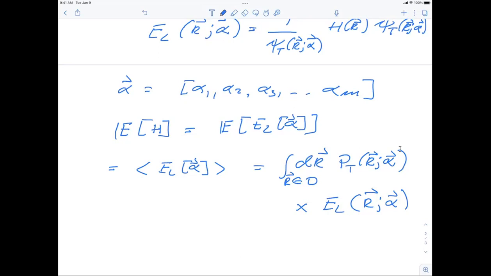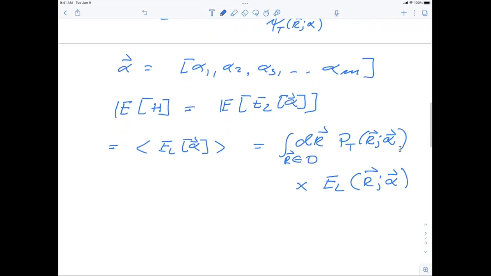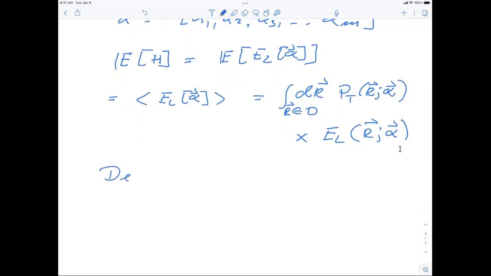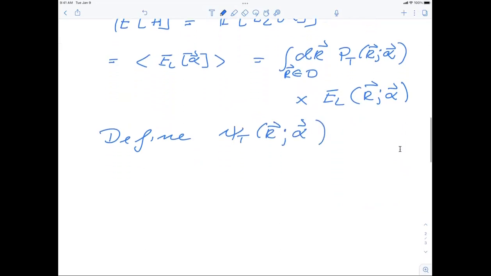Now, the quantities which we need to define when we are setting up things are the following. These are the topics which we need to deal with. We need to define psi of T, so we need to have a model for that. We need to define the Hamiltonian operator H of R, which does not depend on the variational parameters. And when we have these quantities, we need to define the local energy and also this quantum mechanical probability, which is based on the trial wave function which we have chosen.